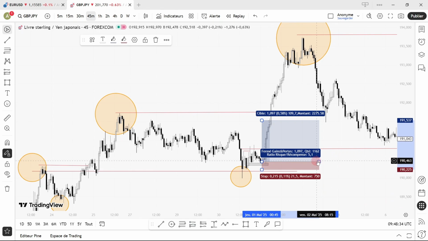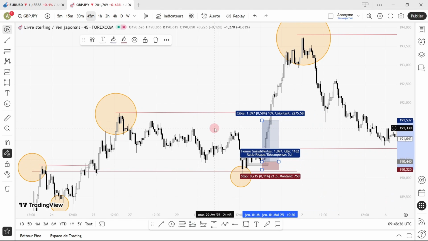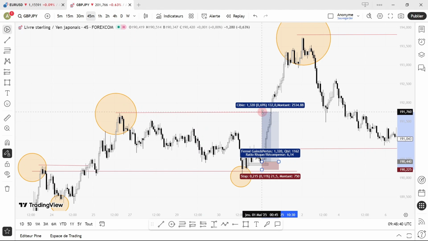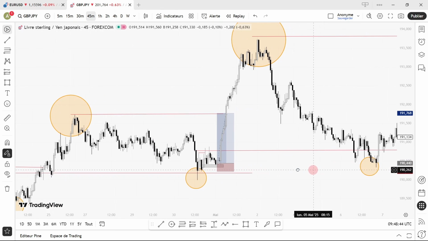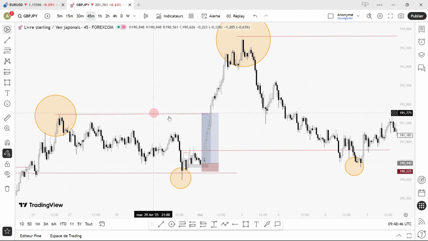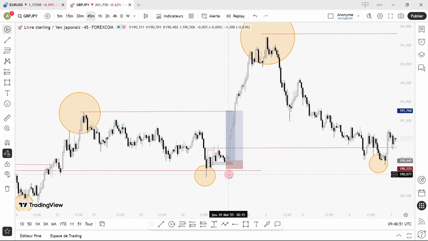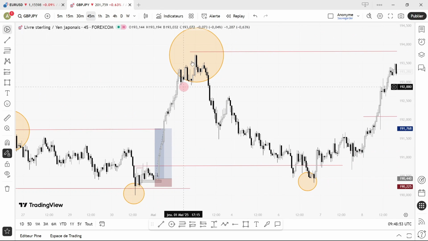This was supposed to be your entry. Then you target this higher time frame swing high or higher high. So just here, then we got another break of structure here, meaning this is our swing low right here. So the market came and retraced or made a pullback.